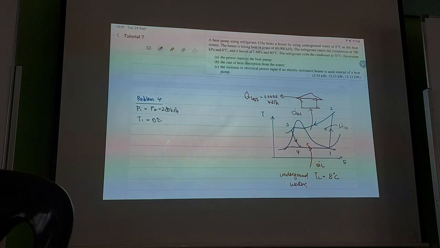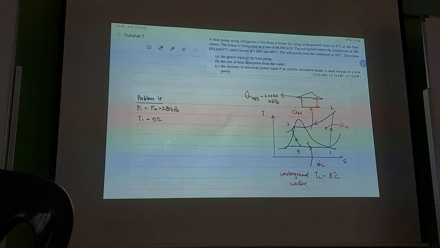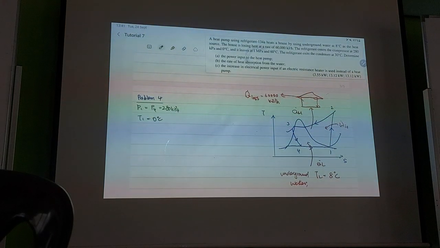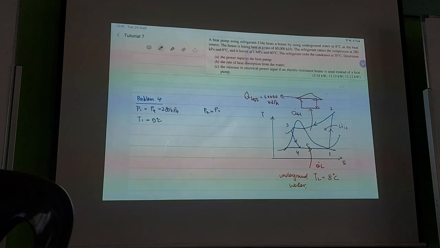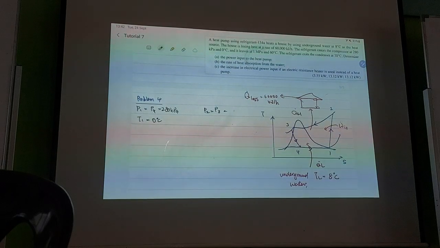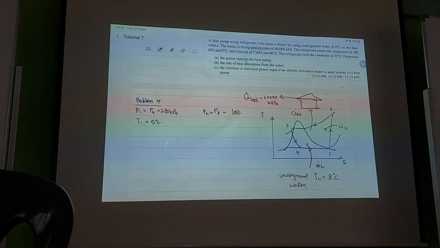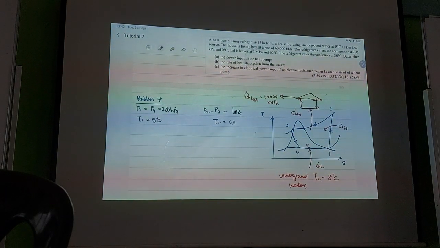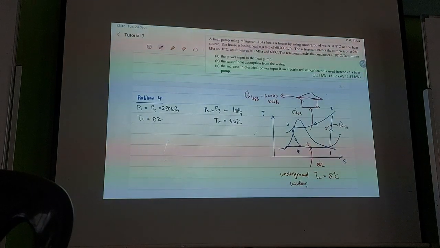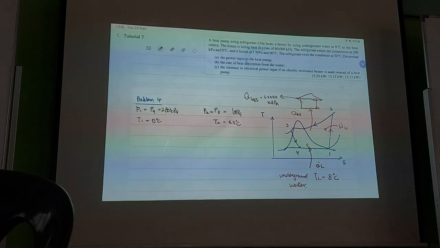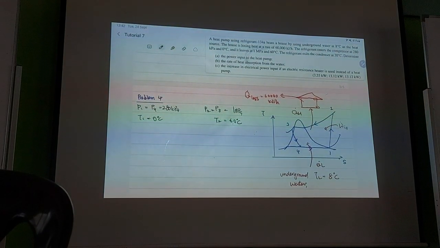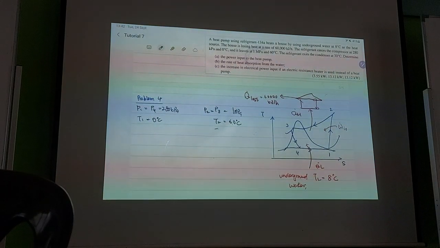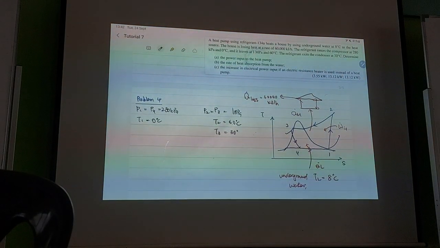And it leaves at 1 megapascal and 60 degrees Celsius. Sorry, so P2 equals P3, which is 1 megapascal. Then T2 is 60 degrees Celsius. So once again, we don't really need the isentropic efficiency here. The refrigerant exits the condenser at 30 degrees Celsius, so we also know T3 is 30 degrees Celsius.